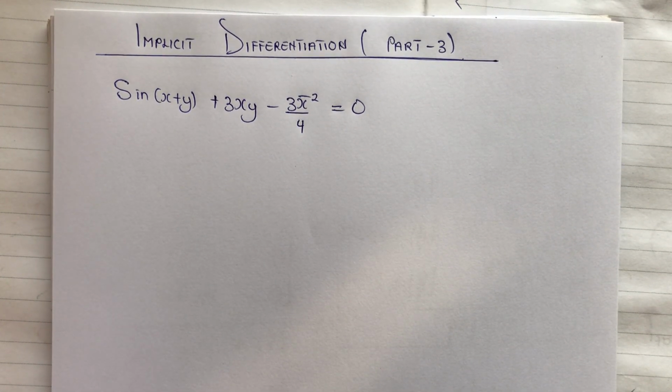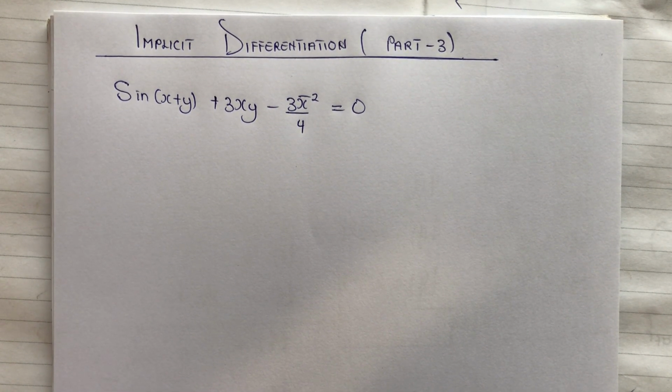In this one, I will be talking about implicit differentiation, part 3. If you have seen my previous videos under differentiating an implicit function, part 1 and 2, you will see that I wrote down some basic steps that I was using to guide you to get the concept. I don't have it here, so I think we can go straight forward this time. Now we have a function here, sin(x + y) + 3xy - 3π²/4 = 0. So how do we go about this?